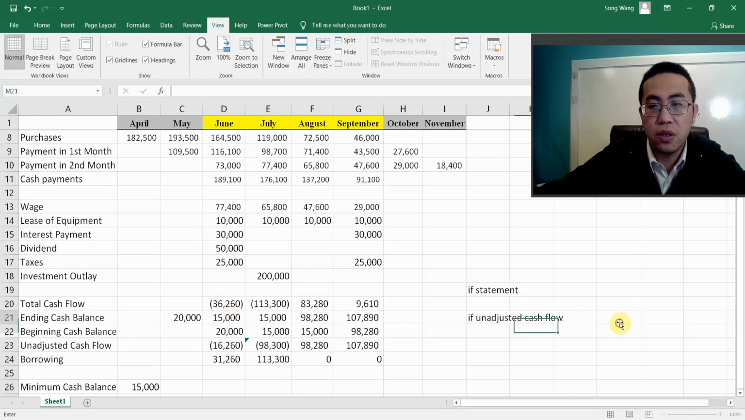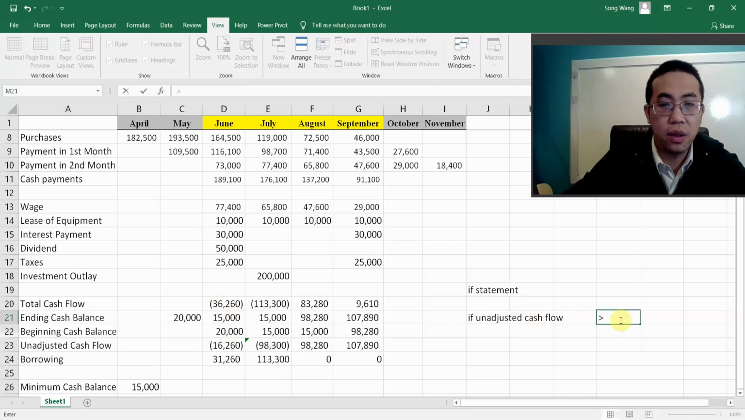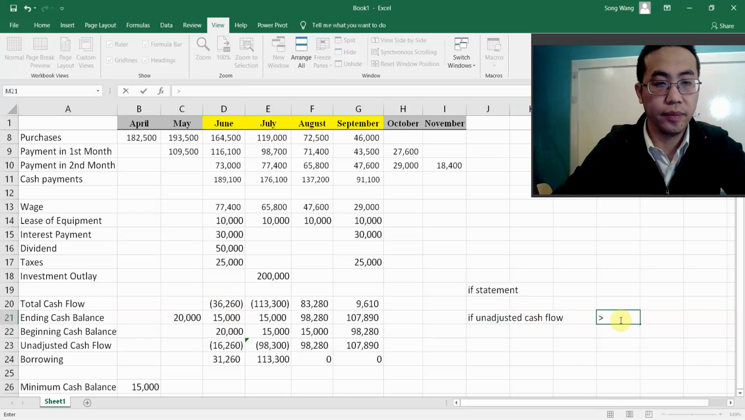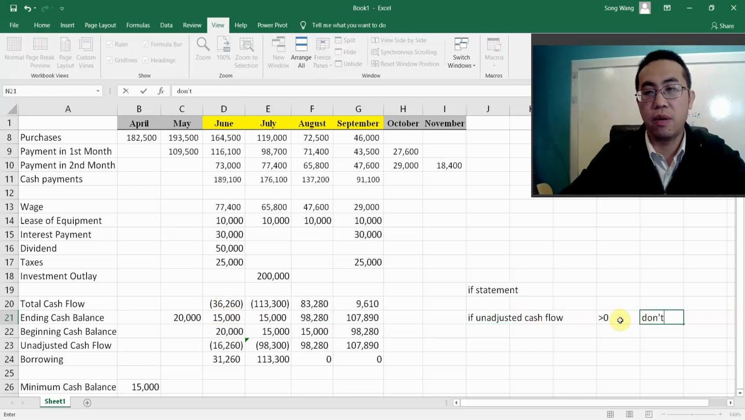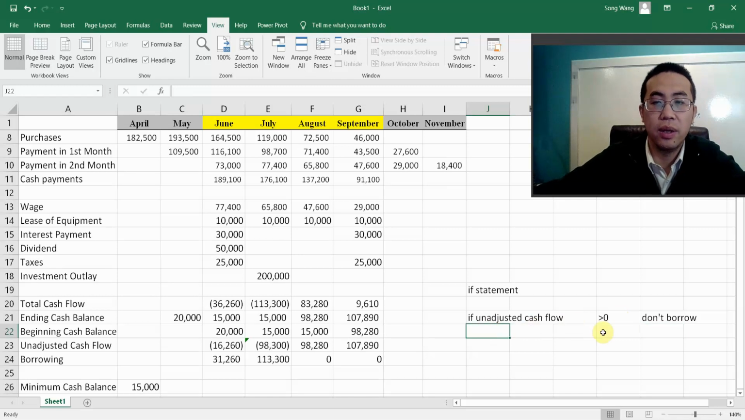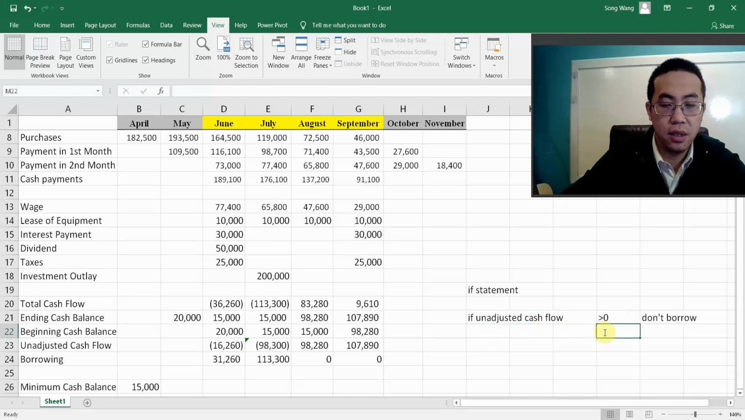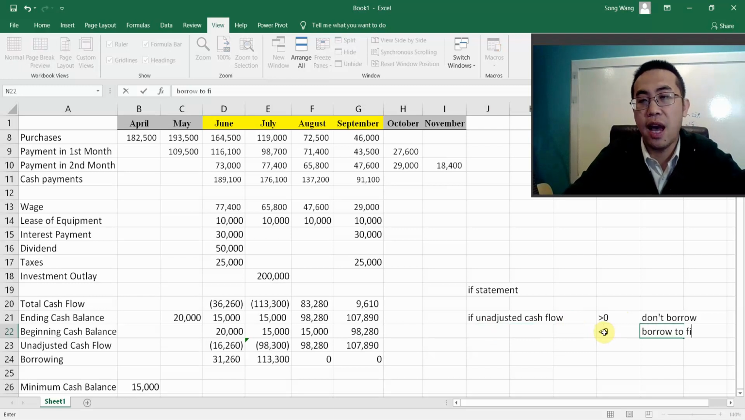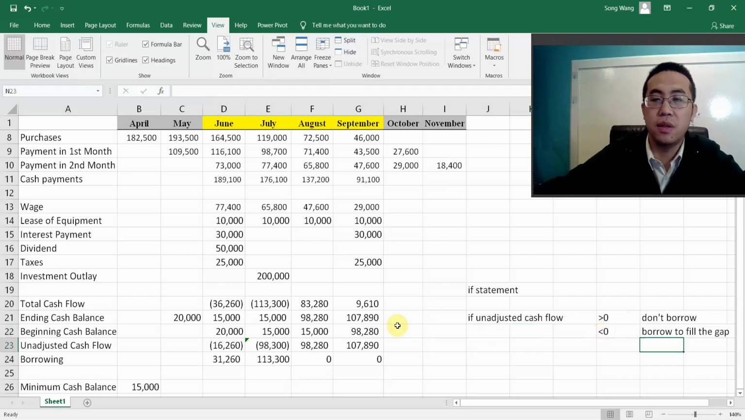if this is greater than 0, so you don't borrow at all. There's no need to borrow. But if it is less than 0, then you need to borrow to fill the gap. So that's our logic here.